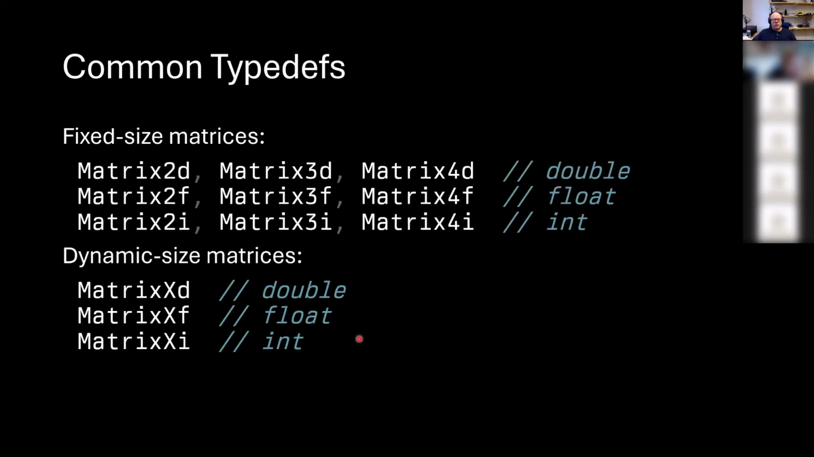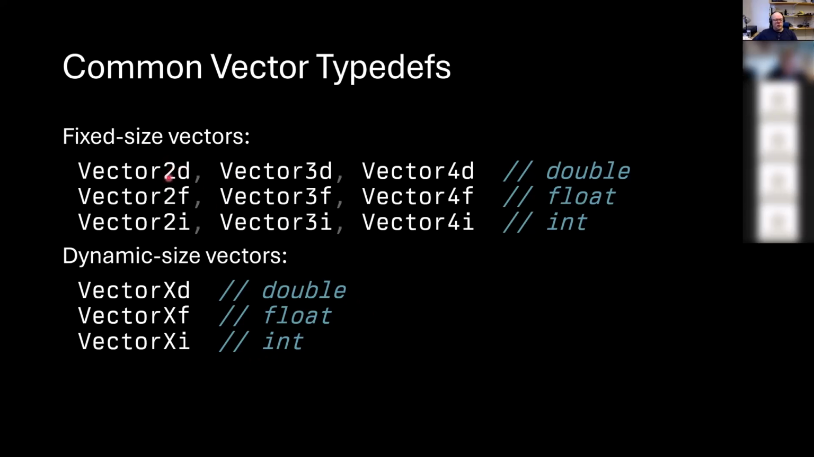As I said before, there are several common type definitions. For the fixed matrices, you have Matrix2d, that is a 2 by 2 matrix with the double data type, float, integer, and so on. And they're defined up to 4. Dynamic size matrices, I will come into that. It's a bit too much here, but the ones that have an X instead of the number here. Same thing for the vectors here. These are predefined vector data types.